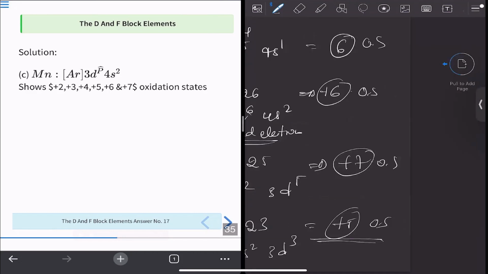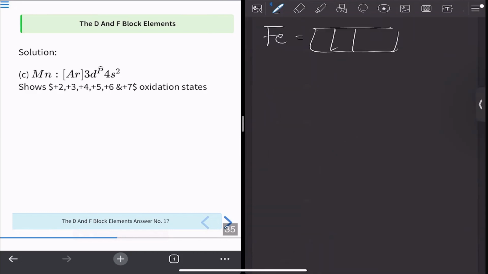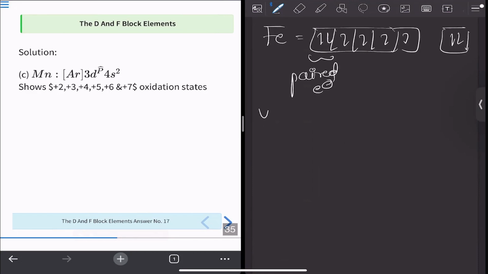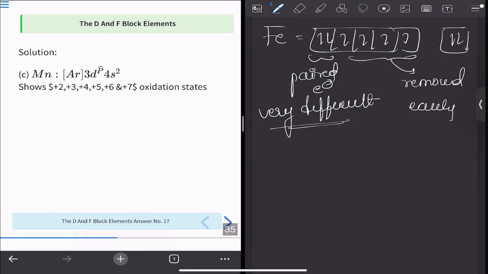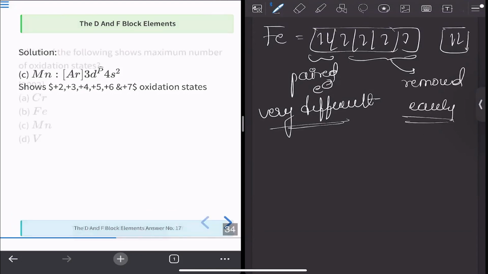In Fe, we have like this. It will be like this. Here it is a paired electron. It is very difficult to remove. Very difficult. So unpaired electrons are removed easily. So this is the answer. So manganese is the answer here.